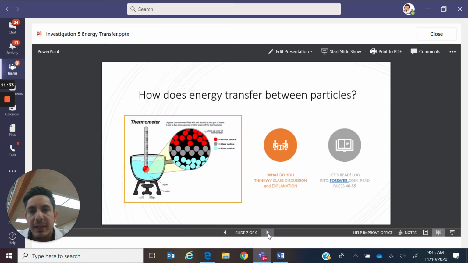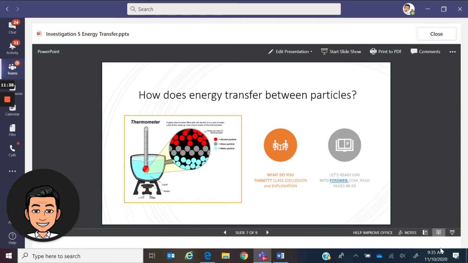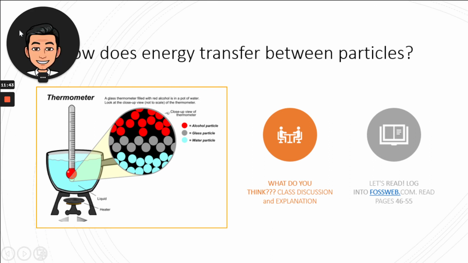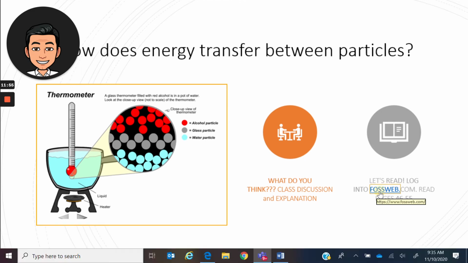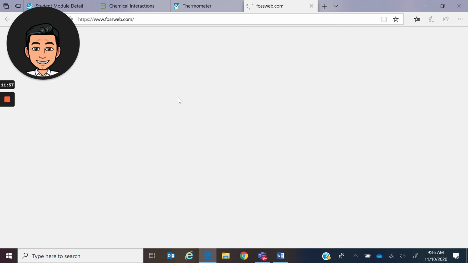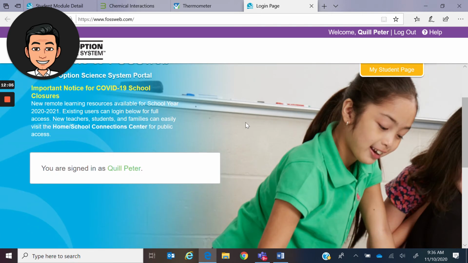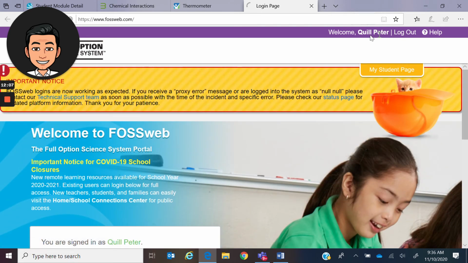After you've completed that, what we want to do is come to this slide. And what we're looking at now is the same picture we had before from the video. And so after you've completed this, our next step is to log into FOSWEB. So we have a reading that's really important to do. And you can click on this link, and this link will bring you directly to FOSWEB, to where you can log into your student page. FOSWEB has been loading very slow, just be patient. And so we want to click on My Student Page when you log in.